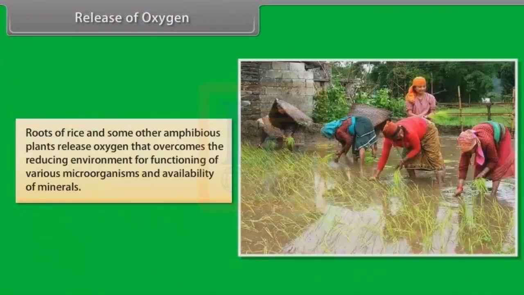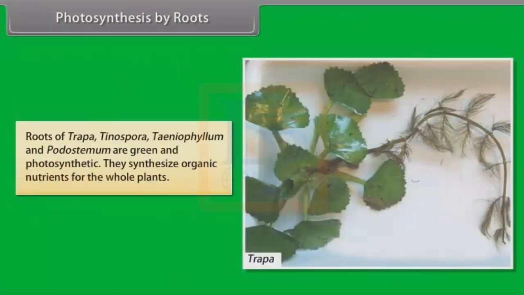Release of oxygen. Roots of rice and some other amphibious plants release oxygen that overcomes the reducing environment for functioning of various microorganisms and availability of minerals. Photosynthesis by roots. Roots of Trapa, Tinospora, Taeniophyllum and Podostemum are green and photosynthetic. They synthesize organic nutrients for the whole plants.